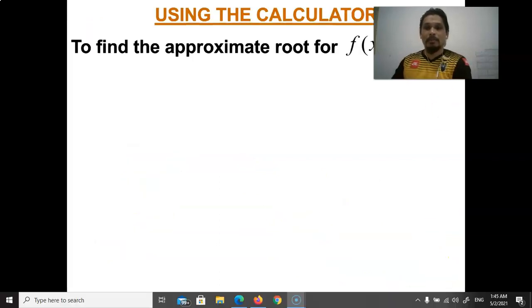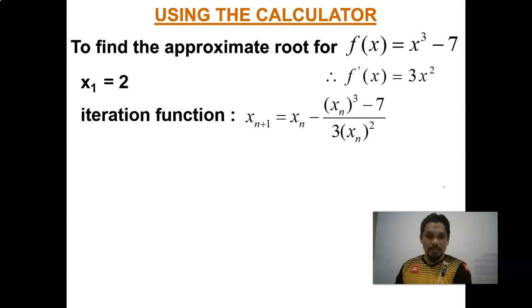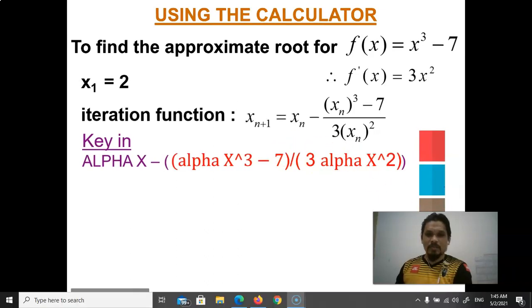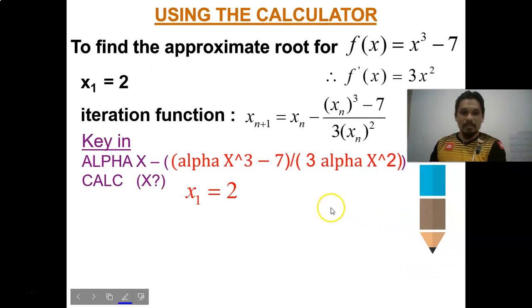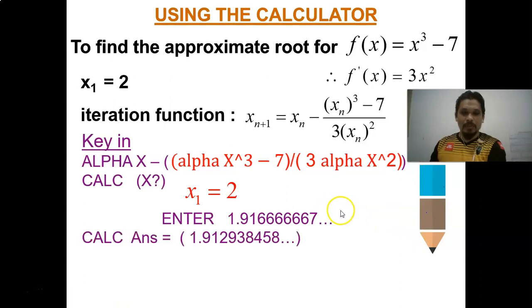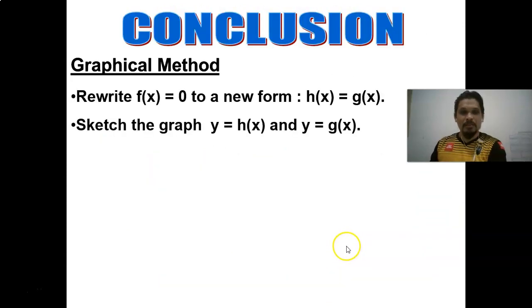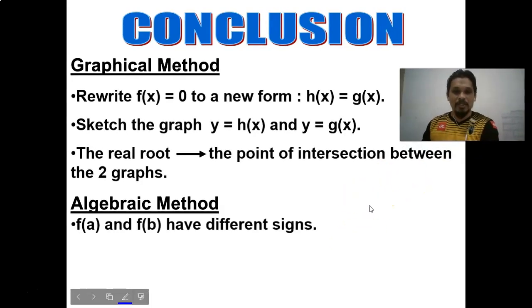Now, using the calculator, find the approximation of this x1, using the iteration function, and key in. You may test this by yourself at your hostel. The answer is 1.912 and so on. So this is our conclusion, and this concludes the graphical method, the first part of our lecture for this time.